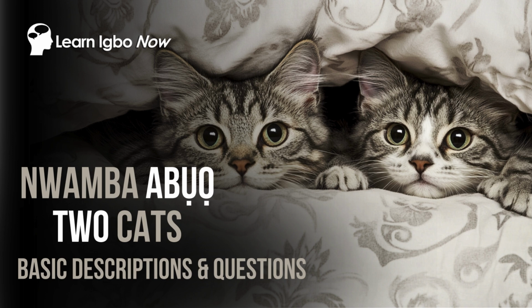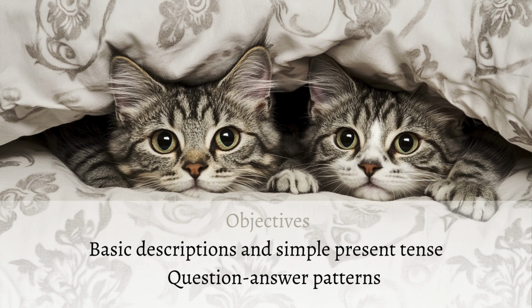Our lesson for today is Nwamba abụọ, two cats. And today we're going to learn basic descriptions and simple present tense, as well as some question answer patterns. And we're going to use the picture of two cats under a duvet to do this. And some people call duvet comforter. So if duvet sounds strange to you, you might understand comforter or even a blanket. It doesn't matter, just a covering. Ready? Let's begin. Ka anyị bido.